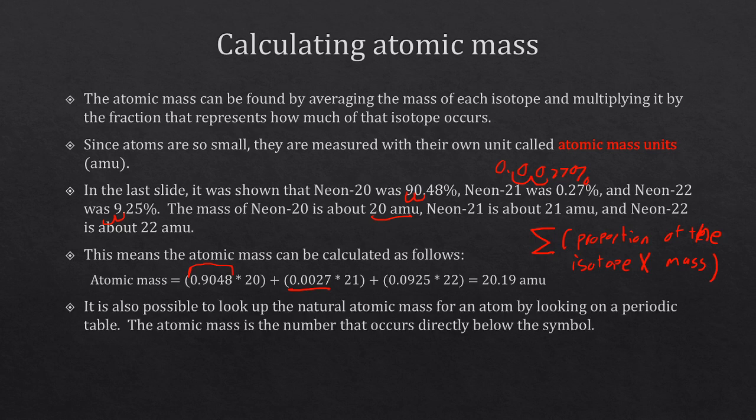It's also possible to look up the natural atomic mass for an atom by looking at a periodic table. The atomic mass is the number that occurs directly below the symbol. So for example, if you were to look up the element hydrogen, it would have a 1 up top, which would represent its atomic number. And then down below, it would have its atomic mass, which might be something like 1.001 or whatever number you find there. You may notice, depending on the periodic table, very slight differences.